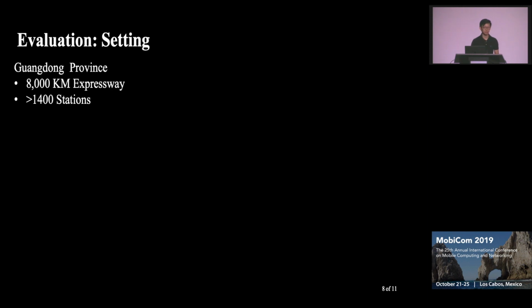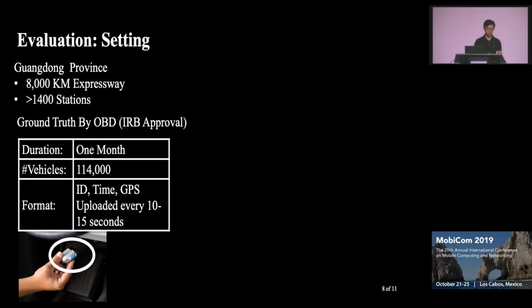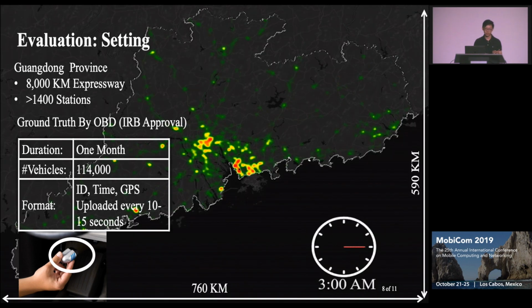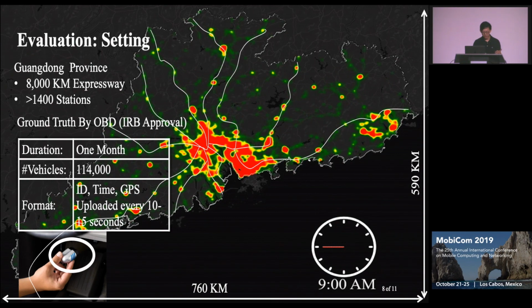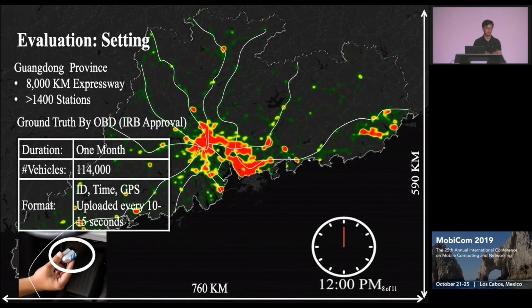In our evaluation, we conduct a large-scale experiment in a province with more than 8,000 kilometers of expressways, and in this system, we have more than 1,400 stations. The ground truth is given by the real-time GPS location of vehicles installed with OBD devices from an insurance company. In real time, around every 10 to 15 seconds, these vehicles upload their GPS coordinates. This figure shows the heat map of the trajectories of these vehicles. We can clearly see some high-density areas, which are the major expressways in the province.